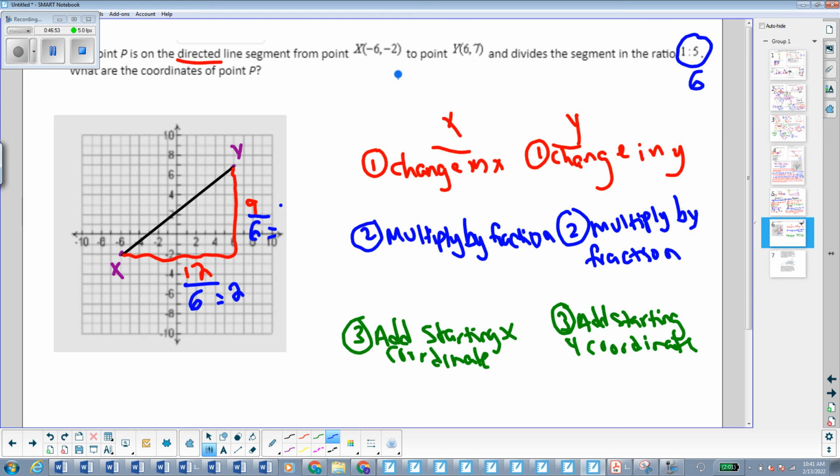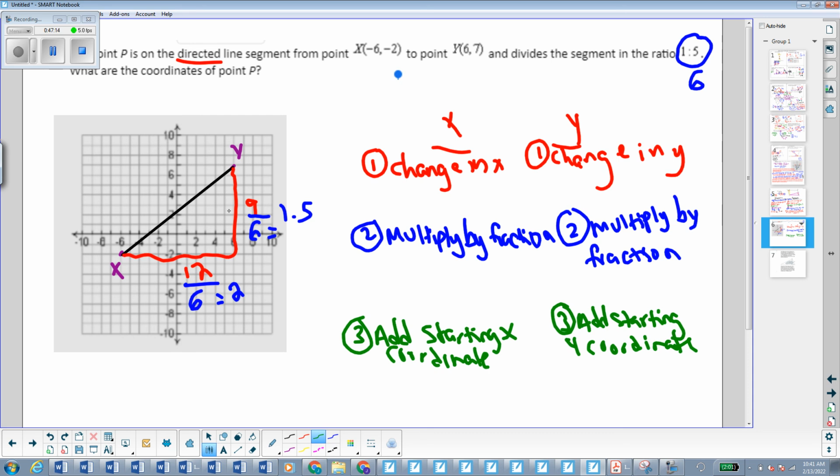I'm going to just leave it as a decimal because it's going to make my life easier with graphing. This is not going to be a super easy one to graph, but that's okay. We'll do it algebraically afterwards as well to double check our answer. So we took our change in x and our change in y, and we divided by the total number of parts that we're dividing the segment into.